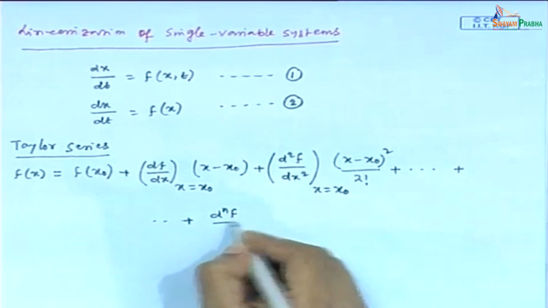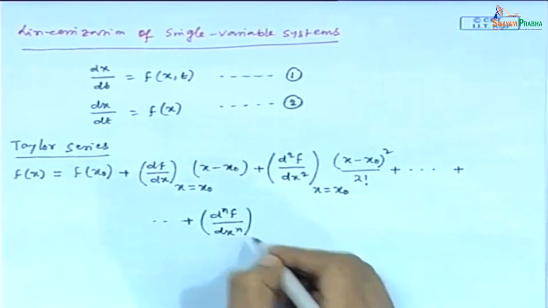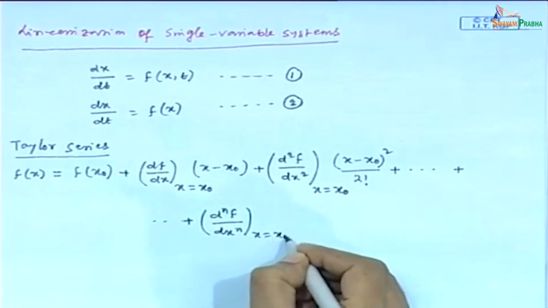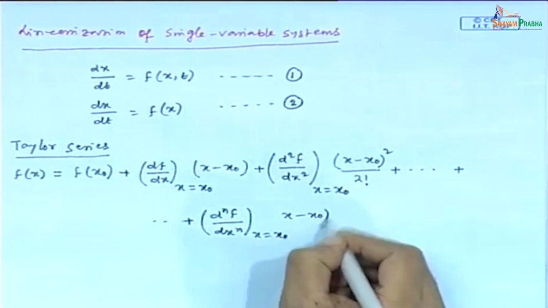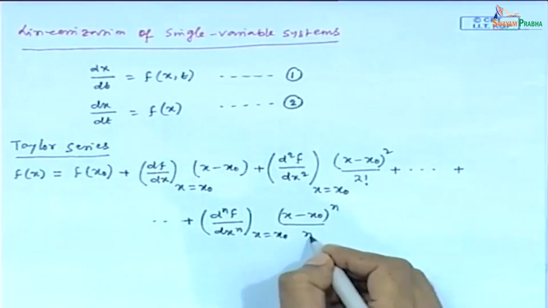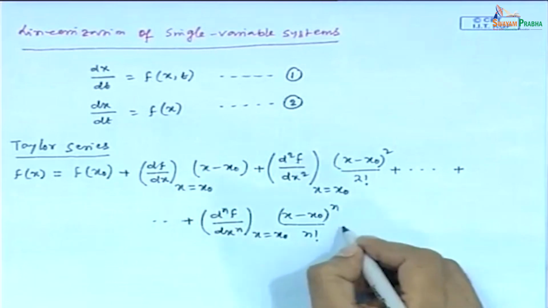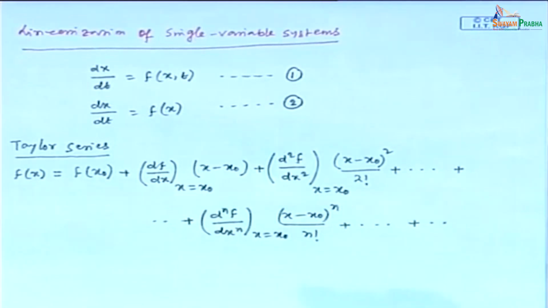dnf, dxn, x equals to x naught, x minus x naught to the power n by factorial n, like this. This is the Taylor series expansion of f x.